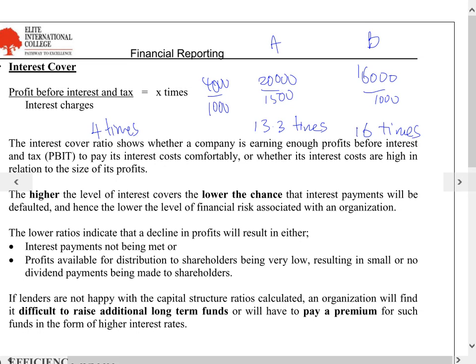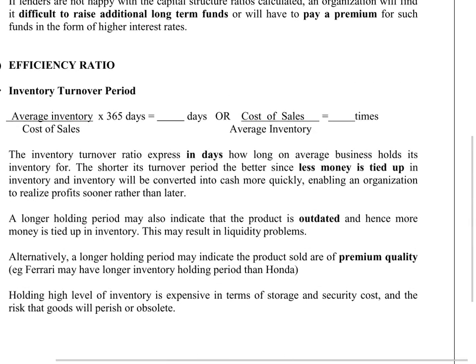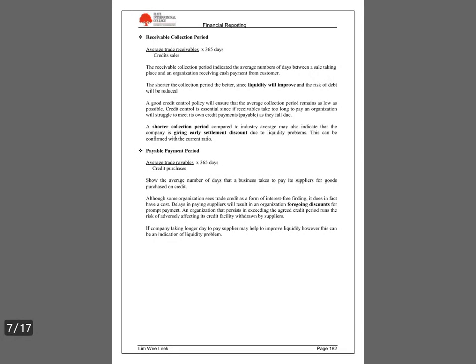Yeah. So this is on interest cover. So we come back after the break. We continue with the efficiency and also the rest.